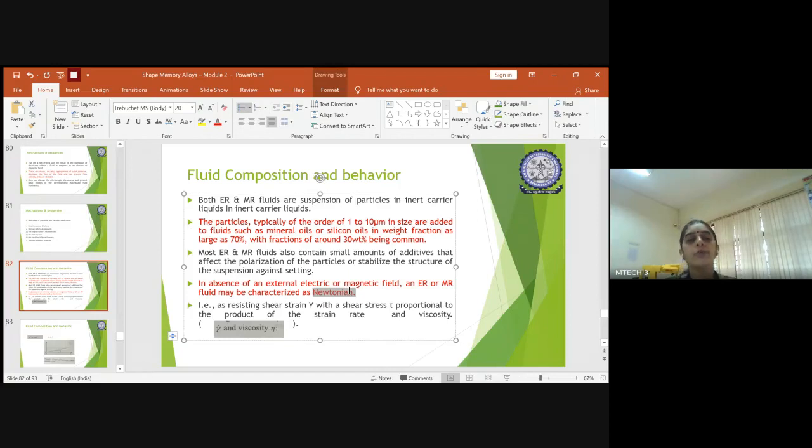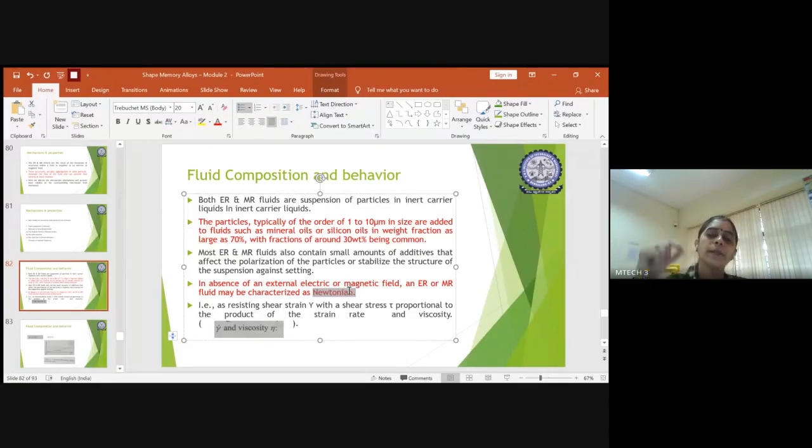A Newtonian fluid, irrespective of the pressure or flow, the viscosity of the fluid remains the same. With respect to the applied pressure or load, the viscosity of the fluid will not increase. So these are Newtonian fluids. But when you subject it to an electrical or a magnetic field, the ER and MR fluid is called a non-Newtonian fluid. Why?